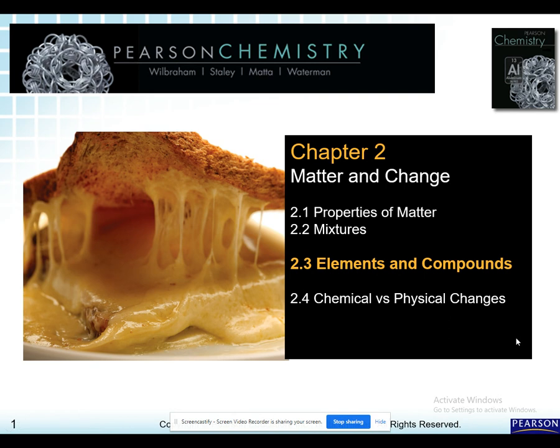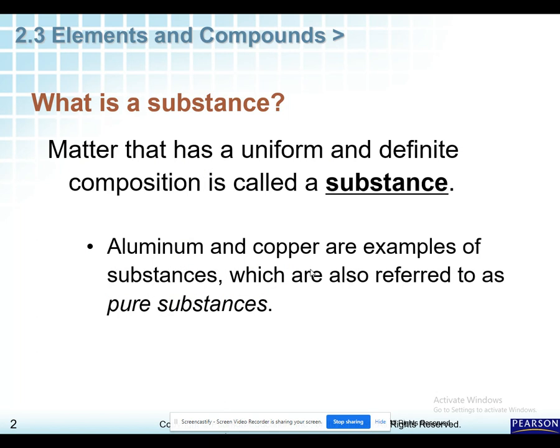Welcome to the third video for this lesson. Today we're going to be doing chapter 2, but we're going to be doing section 3. So again, remember we're skipping around on this chapter. We are in section 3, elements and compounds.